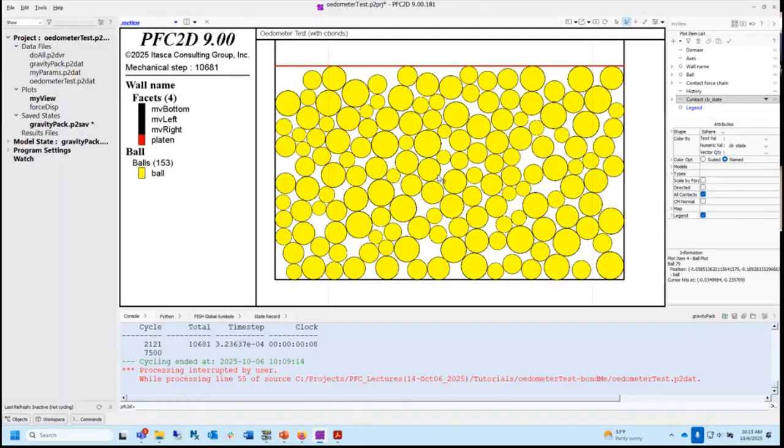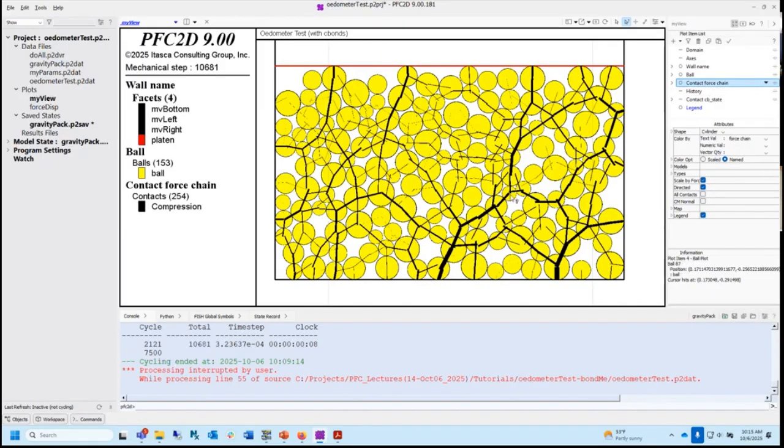And the other thing is, the packing that we get is totally controlled by the force chain distribution.